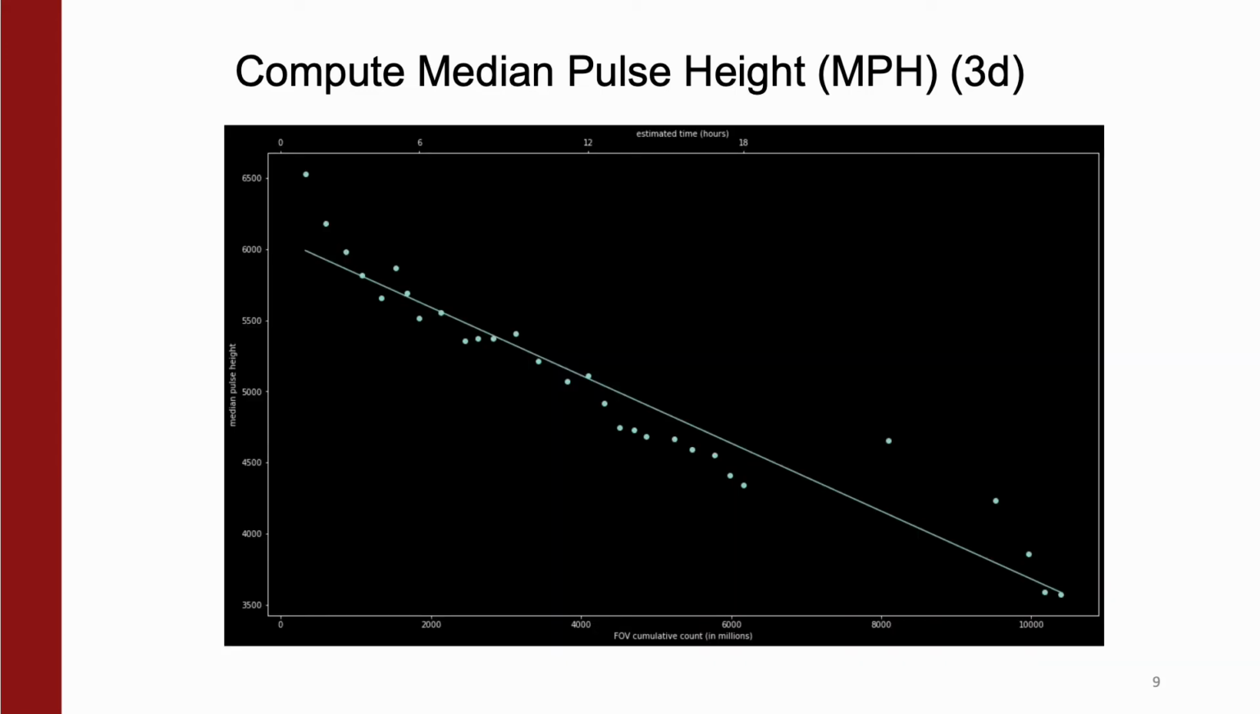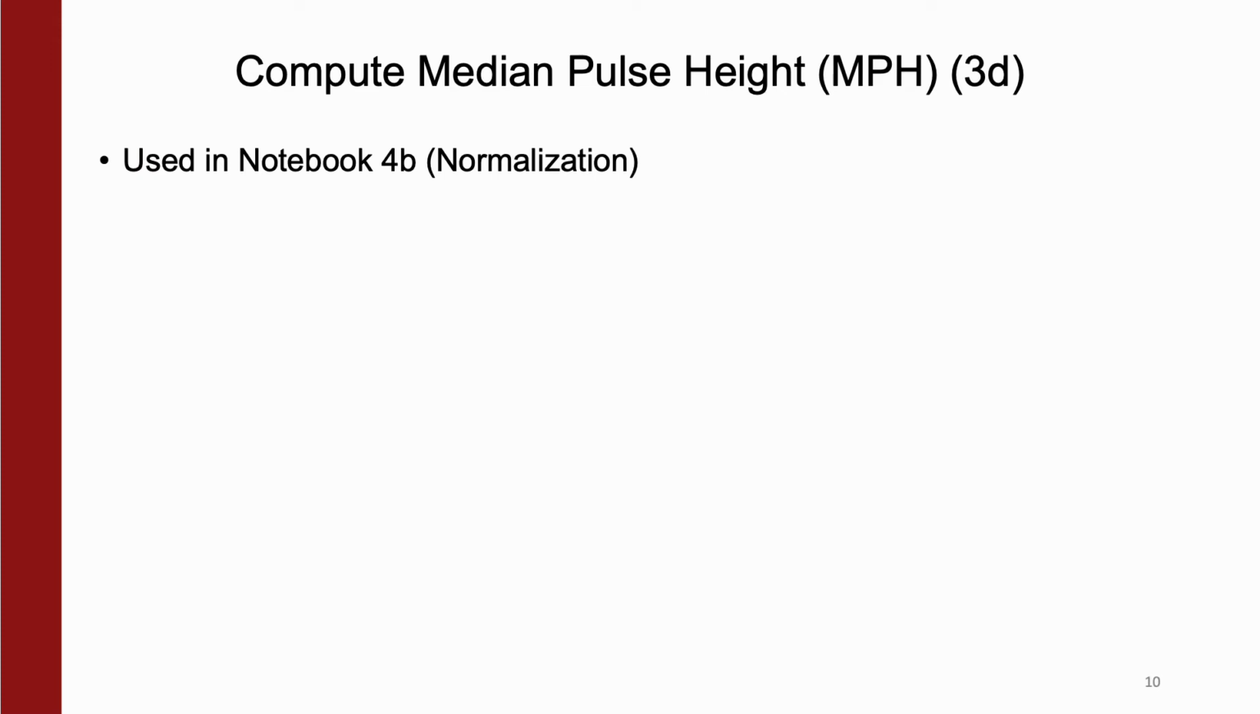The following is a plot with a regression line, and MPH provides us a way to investigate the sensitivity of the detector. It's mainly used in Notebook 4B for normalization.